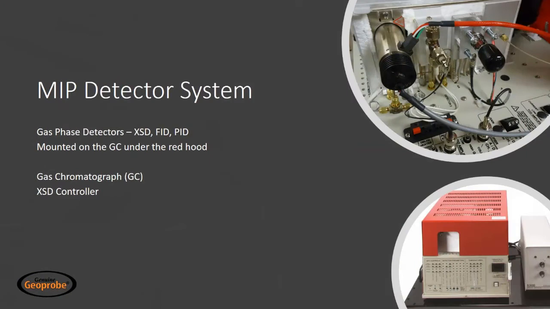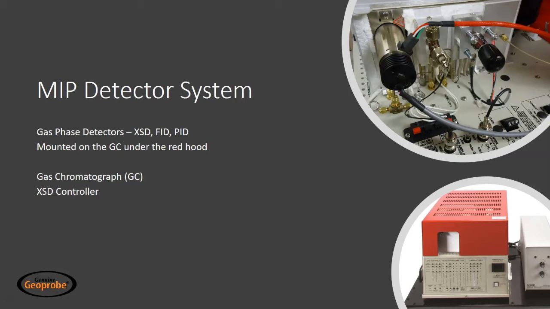There are various brands of gas chromatographs, or GCs, used to house the gas phase detectors used in MIP, but probably the most common one is the SRI, which is in the photo in the lower right corner. There are three detectors that are most commonly used together, and they are the XSD, FID, and PID as shown in the photo above the GC.